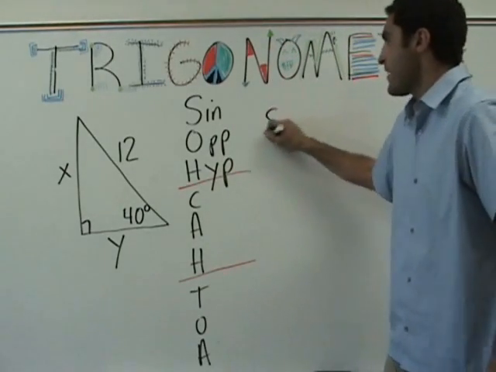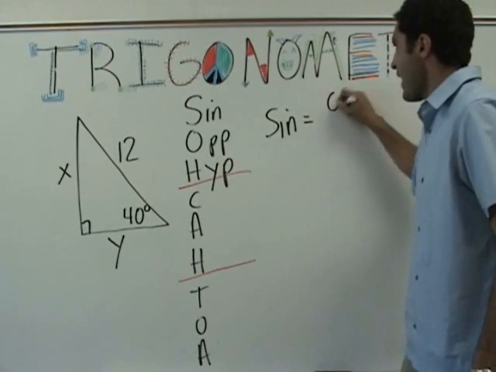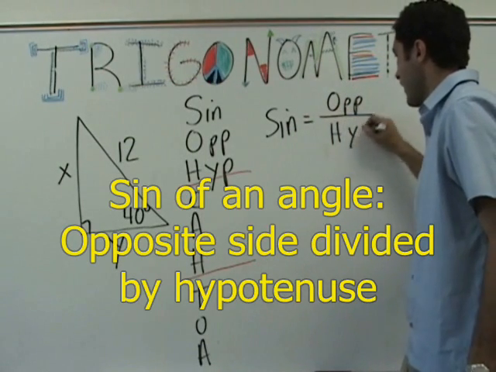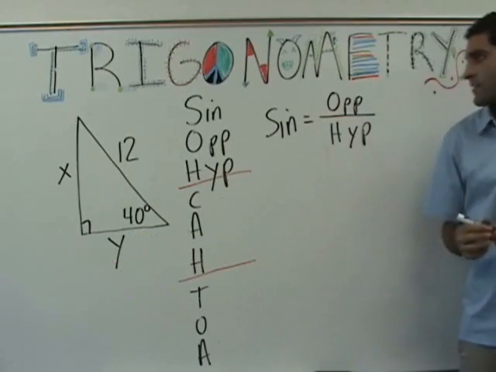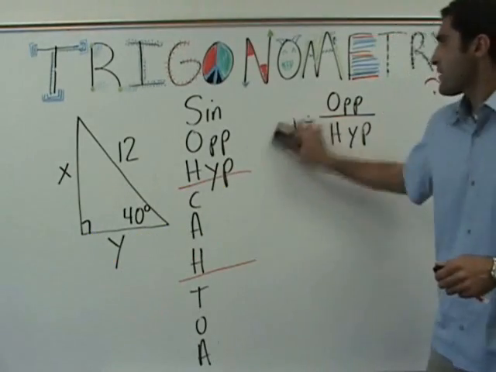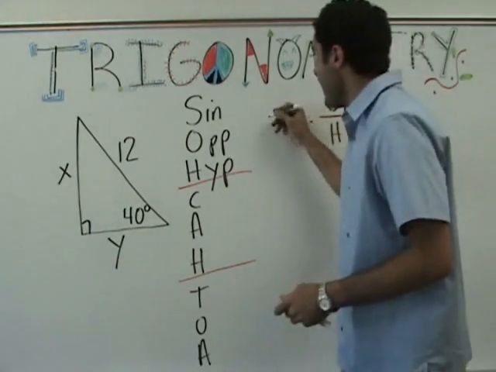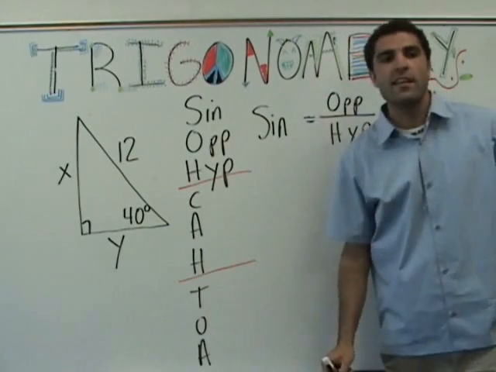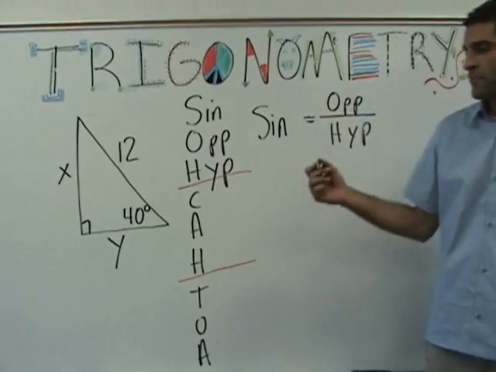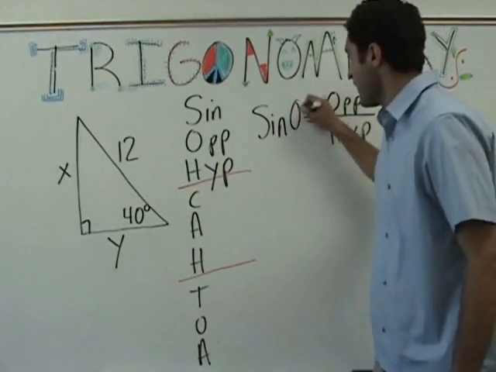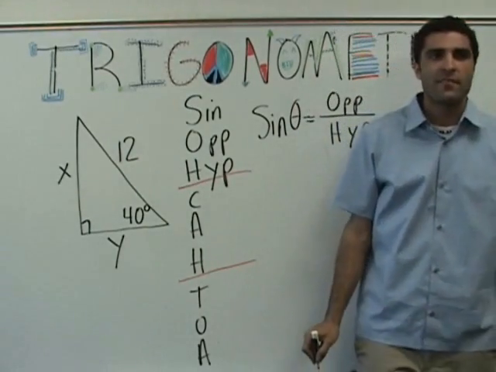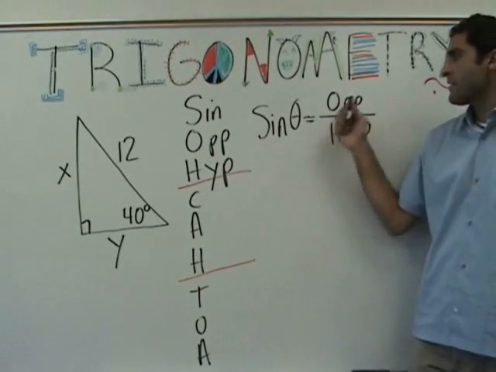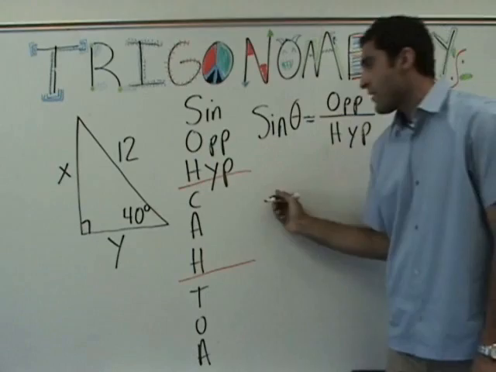So it would be like this. Sine equals opposite over hypotenuse. Sine of an angle, you can say. The angle that we're going to be using, and is classically used within trigonometry, is this symbol here. It's called theta. So that's the angle. Sine of an angle is opposite over hypotenuse.